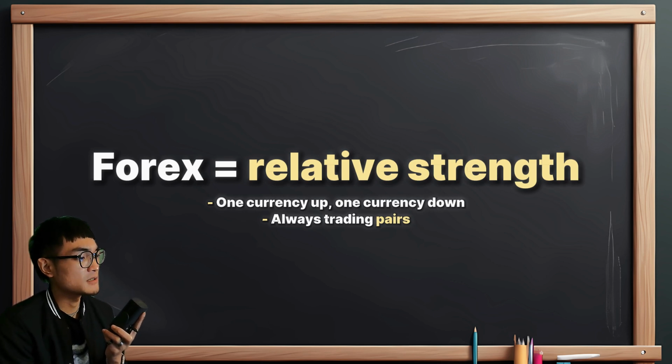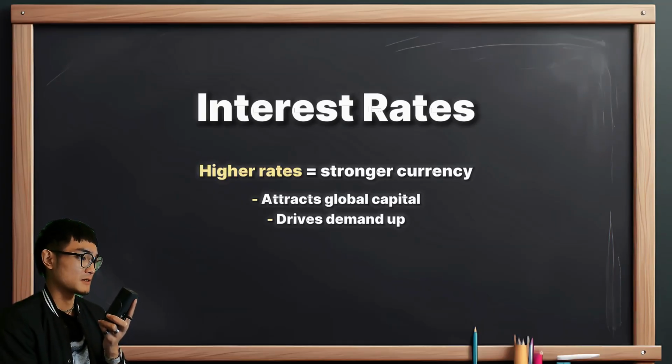Now the real question is, why do currencies actually move? The biggest driver is interest rates. Every country has a central bank that controls its monetary policy. In the US, it's the Federal Reserve. In Europe, it's the European Central Bank.